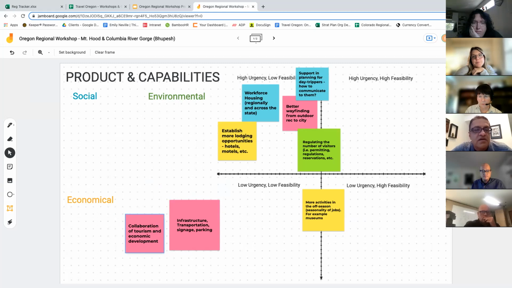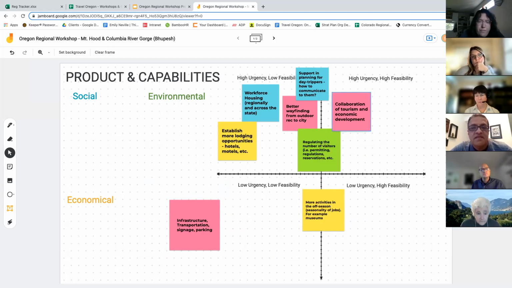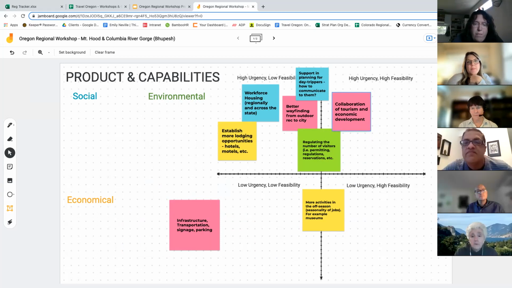I think I'll take collaboration of tourism and economic development. It's low urgency but high feasibility, according to me. In infrastructure, I would put in high urgency and maybe middle feasibility.